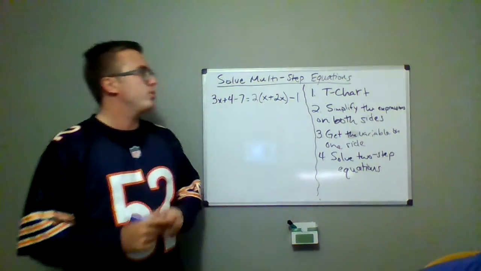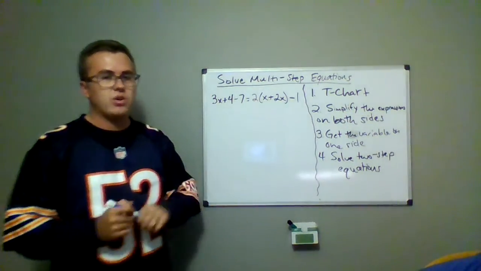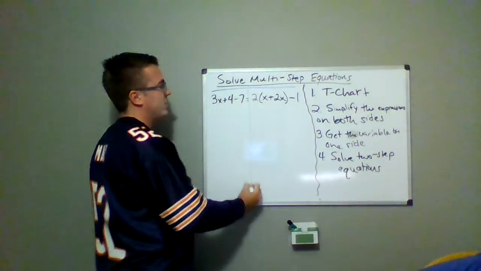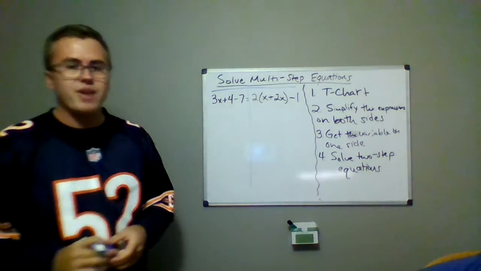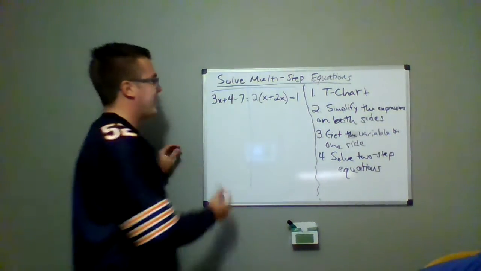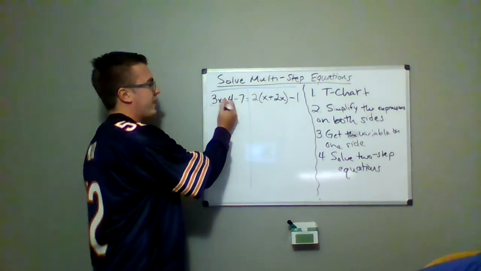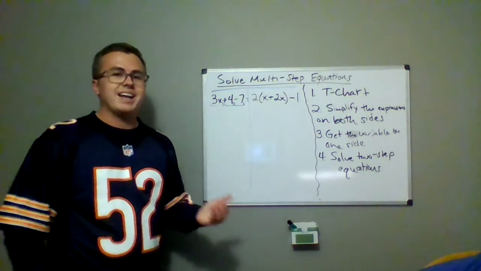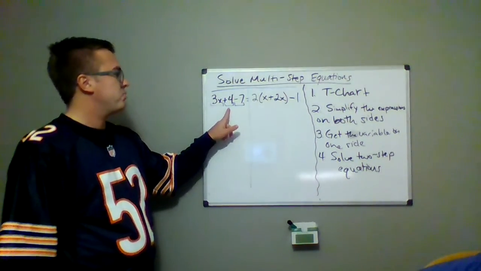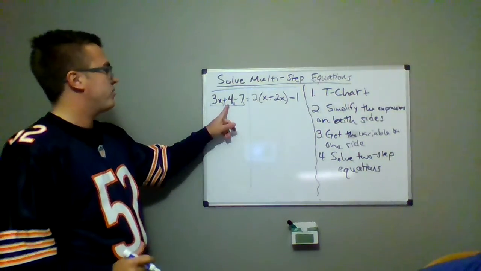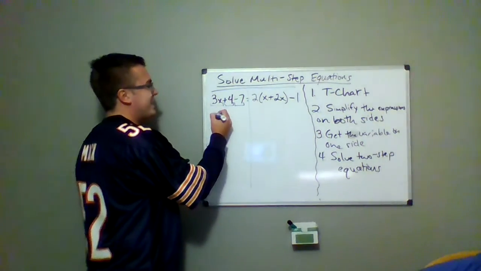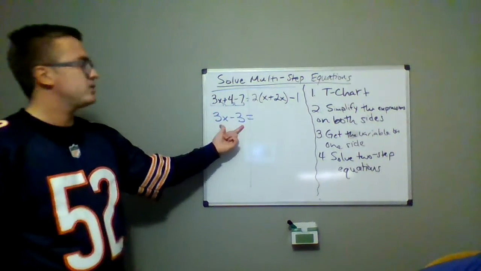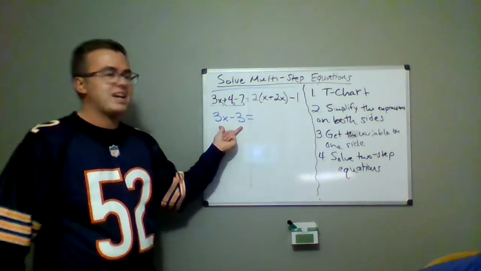So we're going to go through our process here and use it to help us solve this problem. Step number 1 is to make our T-chart. I'm going to draw my T-chart in there. Then I'm going to simplify the expressions on both sides. So on the left side, I've got 3x, positive 4, negative 7. So I'm looking, okay, can I combine any of these like terms? Well, I can combine plus 4 and negative 7. 4 minus 7, that's going to give me negative 3. So I'm left with 3x minus 3 on the left side, and that's fully simplified. That's all I can do with that left side.